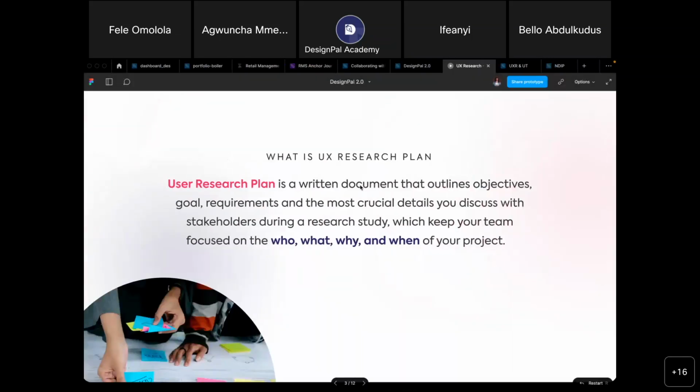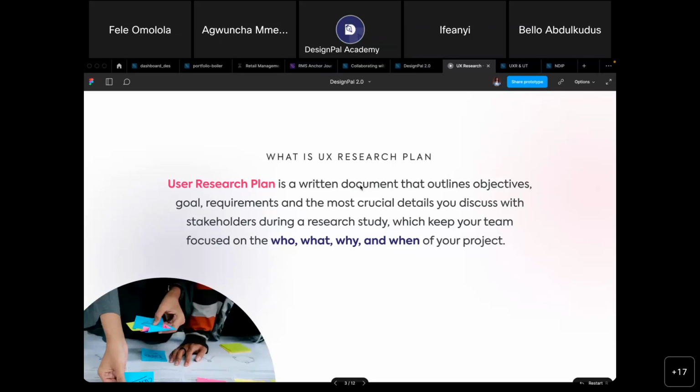All right. So, like I said, this is what a user research plan is all about. It gives you a starting point, which helps you write easily and keep your team focused on the who, what, why, and when of your project. Some UX researchers fail to plan.